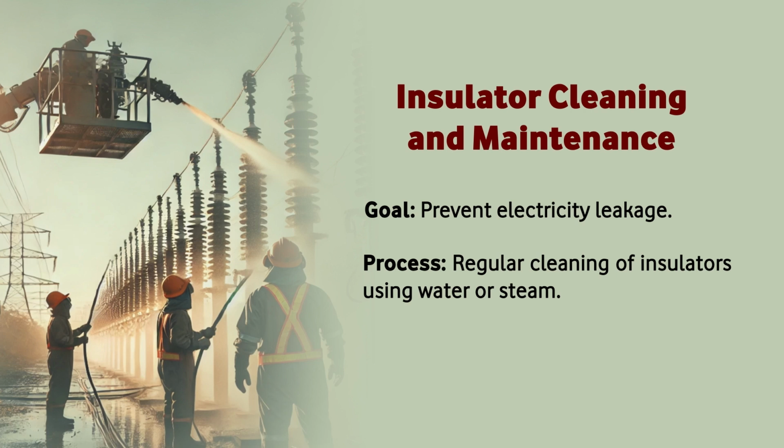Second one, cleaning. Insulators can be cleaned using water, steam or even by hand using specific tools. In areas with severe contamination, helicopters equipped with cleaning rigs may be used to reach high altitude insulators. Third one is replacement. Damaged insulators are replaced promptly to prevent electrical arcing and potential outages.